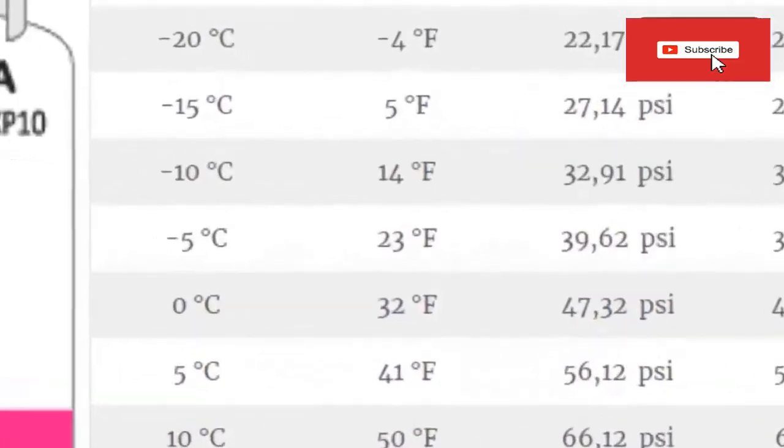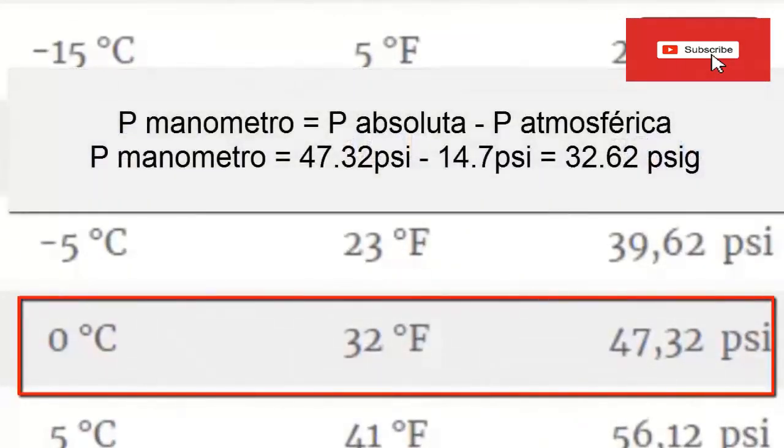Thus, for example, for an evaporator temperature of 0 degrees C, about 32 degrees F, according to the table there is an absolute pressure of 47.32 psia. Like the table value, they refer to absolute values. We must subtract from this value the atmospheric pressure of the place where the equipment is located, which for this case we are going to take a value of 14.7 psi as atmospheric pressure. Subtracting 47.32 psia minus 14.7 psi gives a gauge pressure of 32.62 psig.